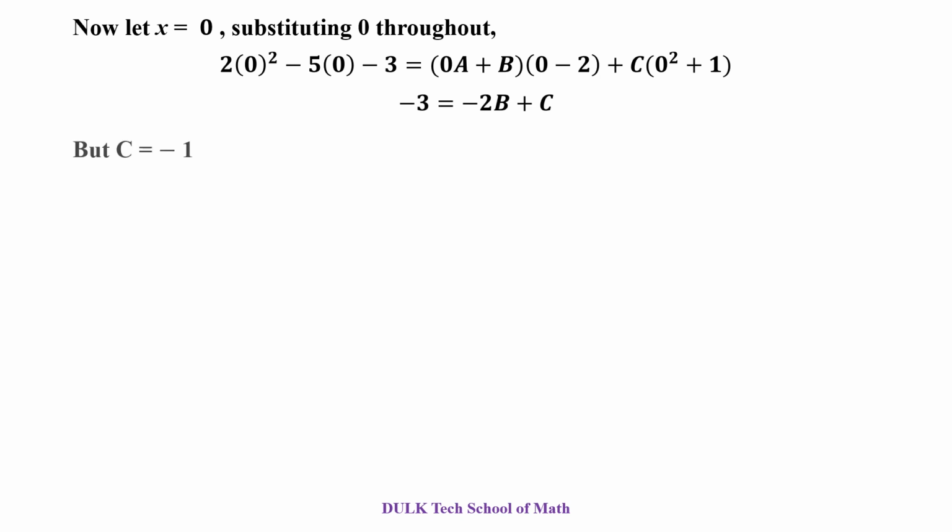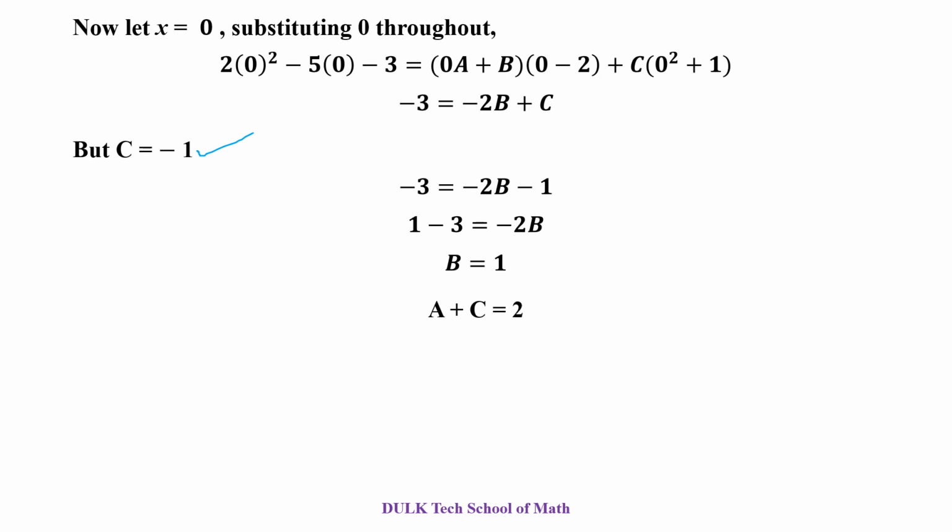2b plus c, right? But we already have the value of c, which is minus 1. So let's substitute minus 1 here. We get minus 3 is equal to minus 2b minus 1. Taking minus 1 to the left hand side, it will be positive 1. 1 minus 3 is minus 2. Dividing both sides by minus 2, we find that b is equal to 1, right?